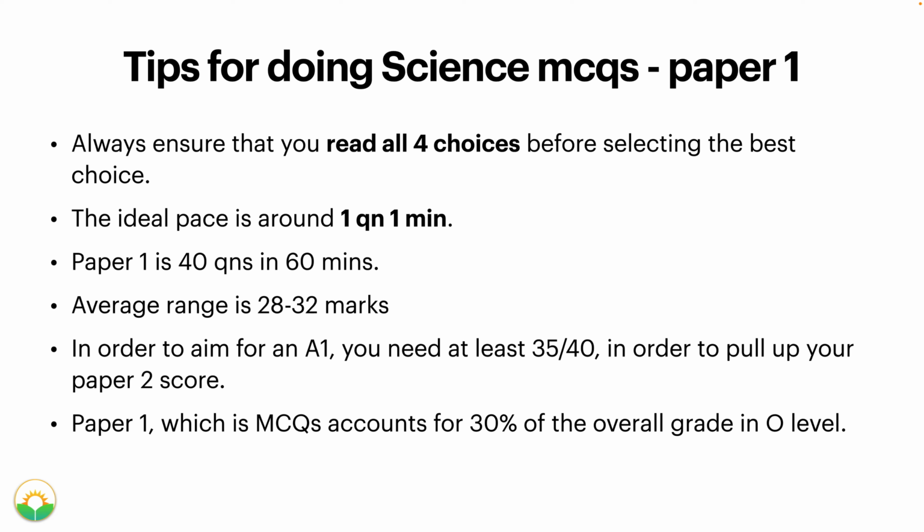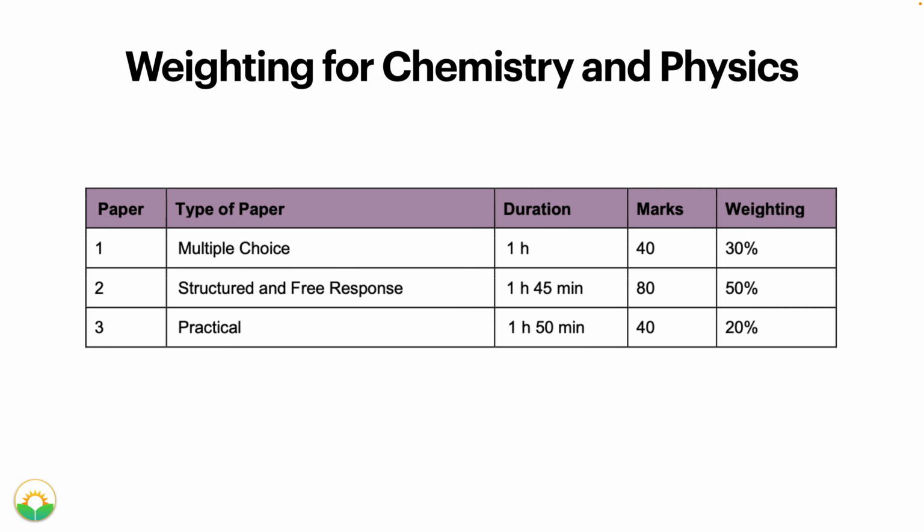Okay, so MCQ is a pretty easy paper to score, and it accounts for 30% of your overall score in O levels. Okay, so from here you can tell MCQ, is paper 1 is 30%, paper 2 is your structured questions, so it's 50%, and paper 3 is your practical, which is 20%, so add up is 100%.